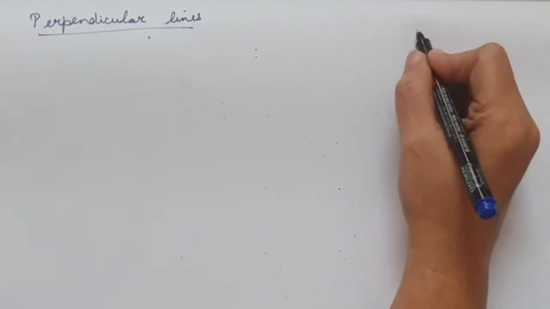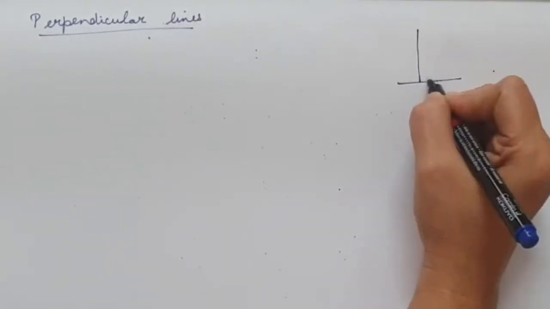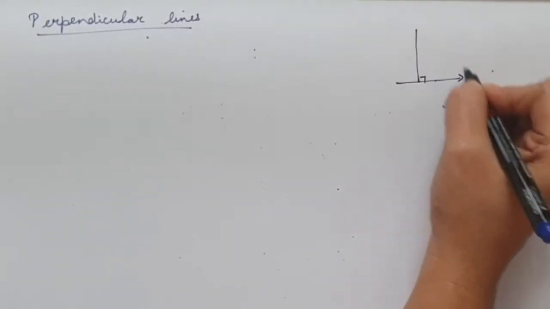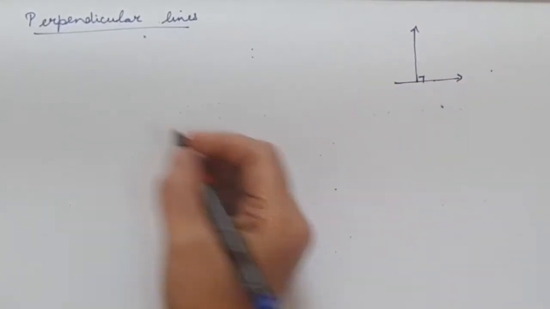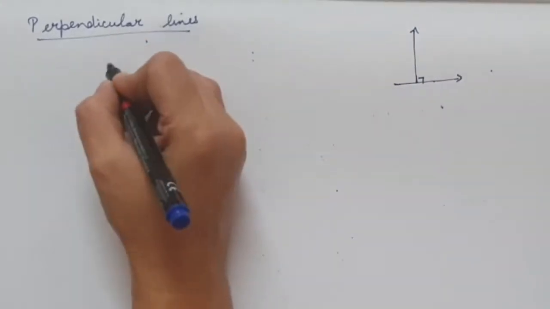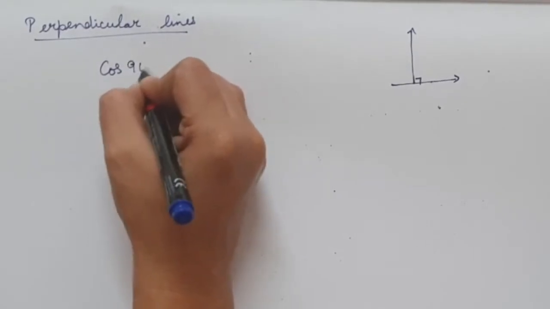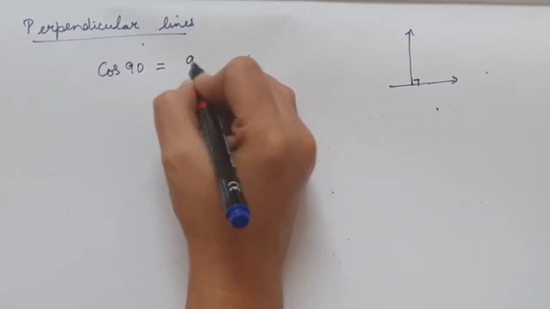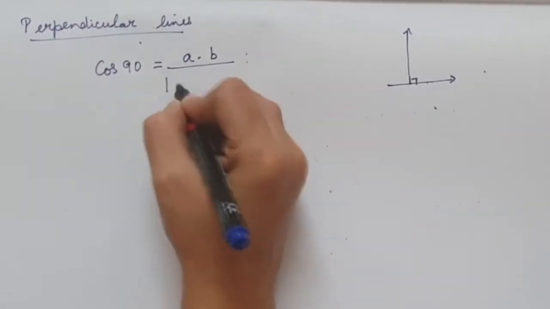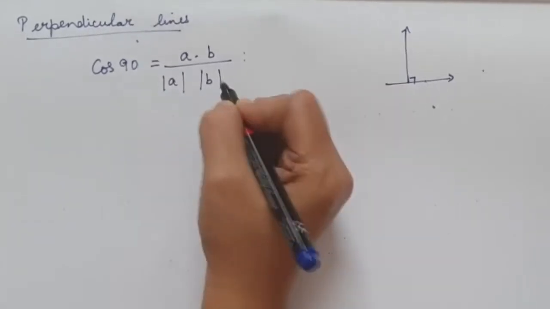The next is perpendicular lines. When two lines are perpendicular, then the angle between the two lines will be 90 degrees. So from the angle formula we know cos 90, because they are perpendicular. Cos 90 will be equal to A dot B divided by magnitude of A into magnitude of B.